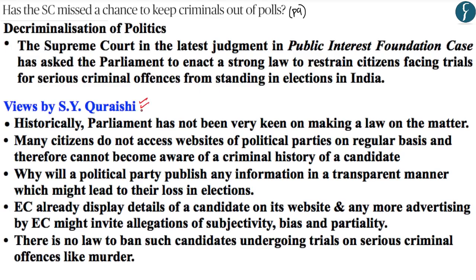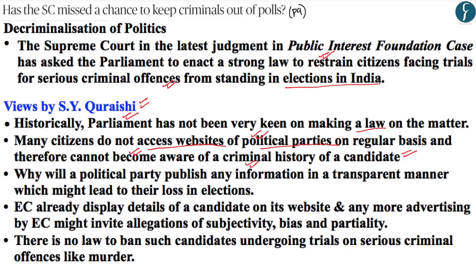Now, according to S.Y. Qureshi, who has been the former Chief Election Commissioner of India, Parliament has not been very keen on making a law that would allow the restraining of citizens who are facing criminal offences from standing in elections in India. The second concern raised by the author is that many citizens in India do not access any websites of the political parties, and therefore they cannot become aware of any form of criminal history that has been put up by the political party that gives the criminal history of a candidate.